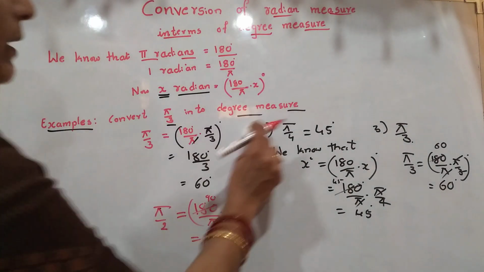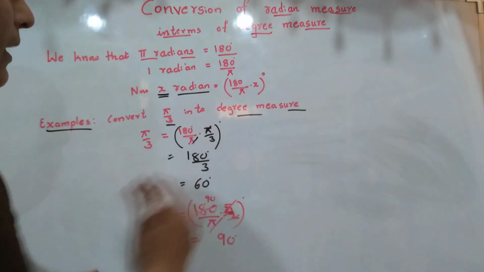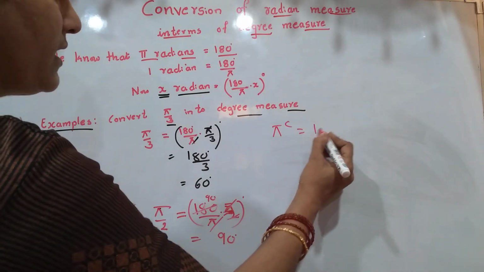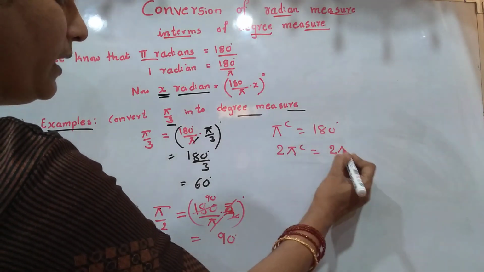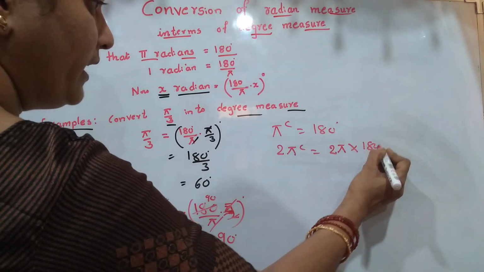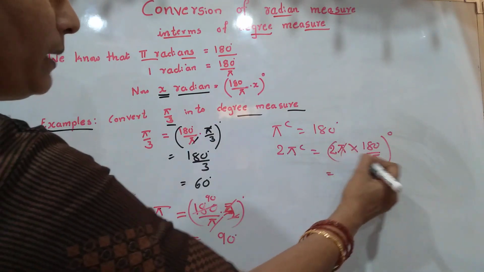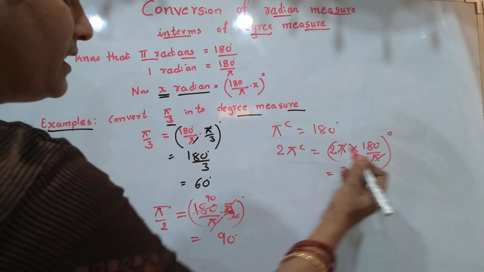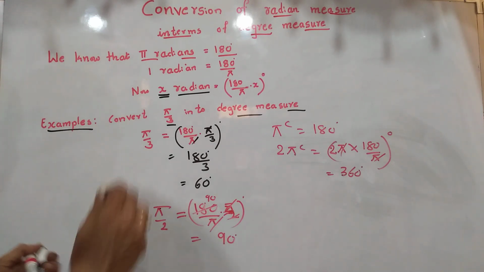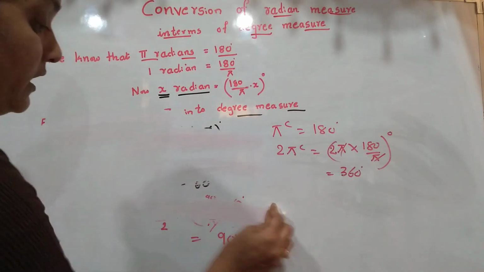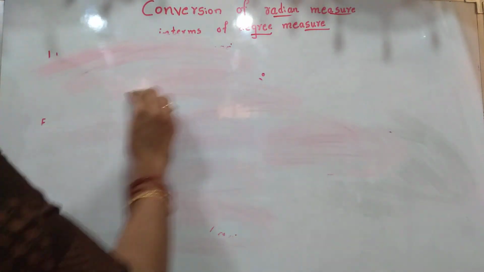And you know, pi radians is equal to 180 degrees. Pi radians is always equal to 180 degrees. Like that 2 pi, if you want, 2 pi into 180 upon pi, the answer comes out in terms of degrees. Pi cancels. 2 pi radians is 360 degrees. So this is how we convert the radian measure into degree measure for some standard angles.